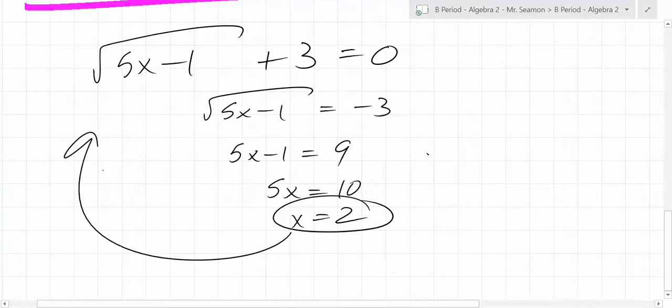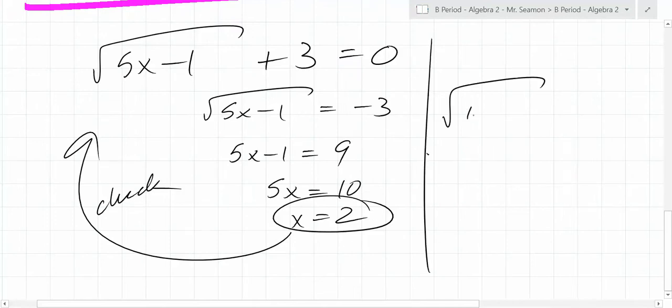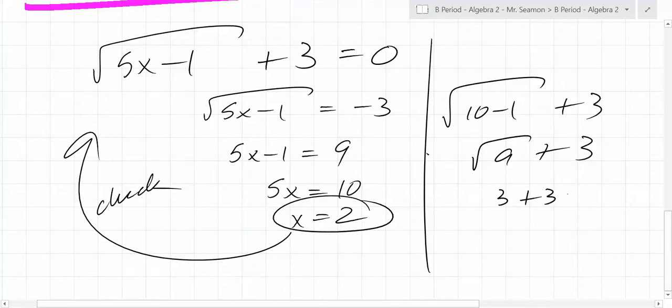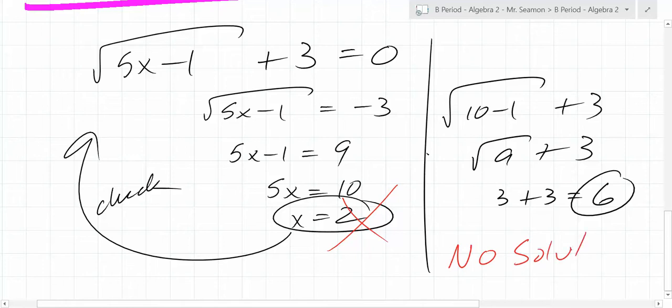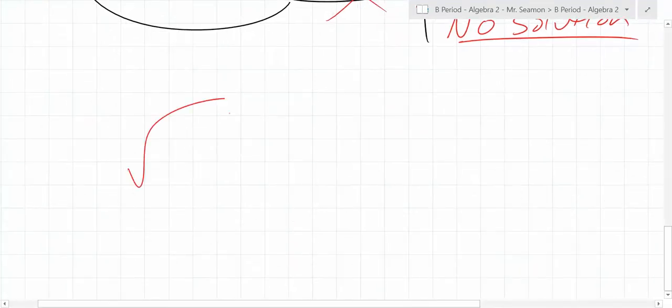Check. You need to check. It's really important that you check. So what do you end up with? The square root of 10 minus 1 plus 3, which is the square root of 9 plus 3. Oh, wait. What's the problem? What's 3 plus 3? 6. So guess what? This is not an answer. So what's the answer to this question? No solution.